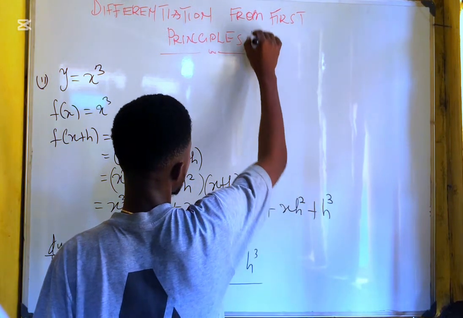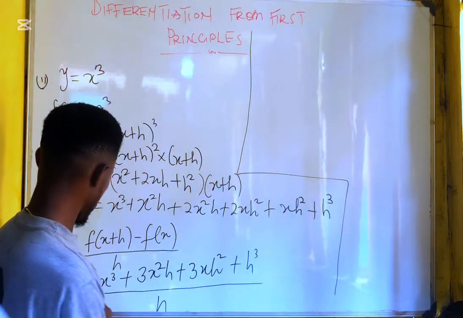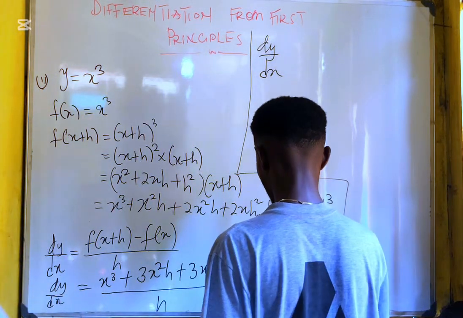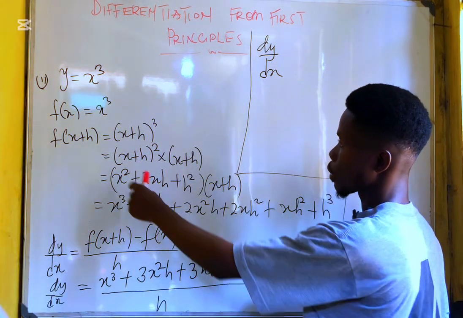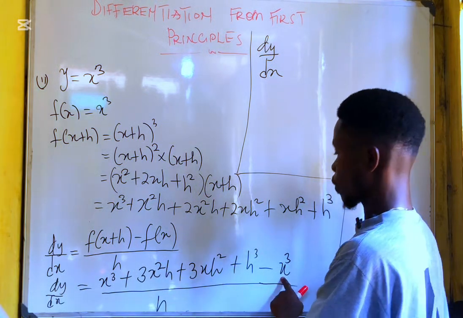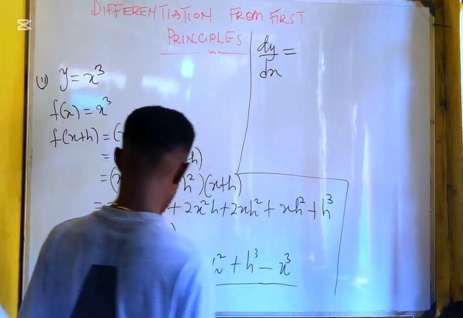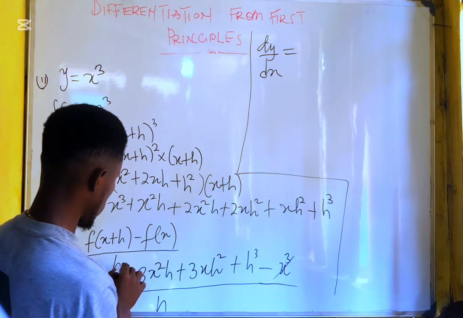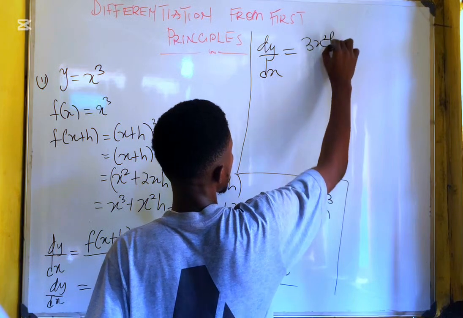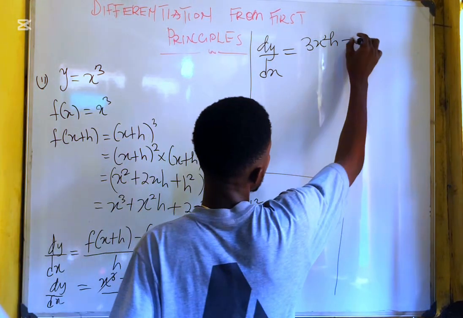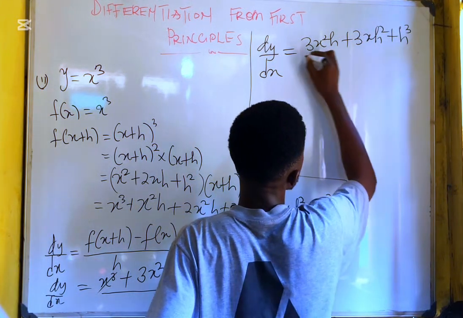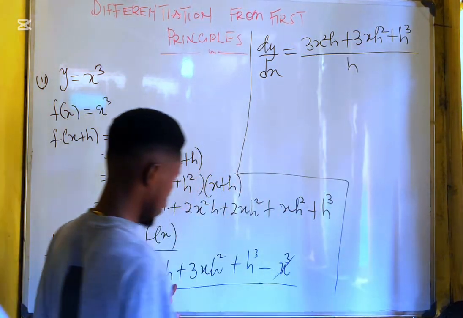So here, my dy/dx, okay, I'm not done, minus f at x, which was given as x cube. You shouldn't forget that, okay? All right. So dy/dx equals, now this and that will cancel out, leaving 3x squared h plus 3xh squared plus h cube, all divided by h.